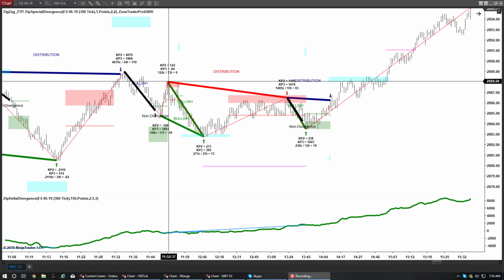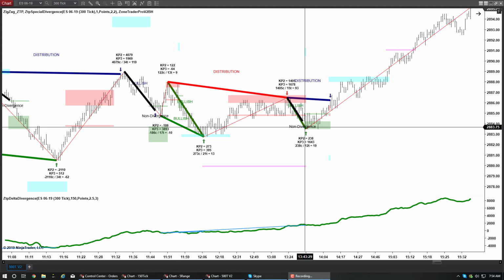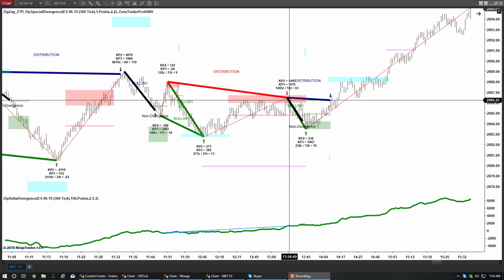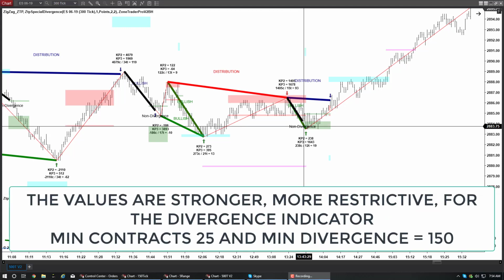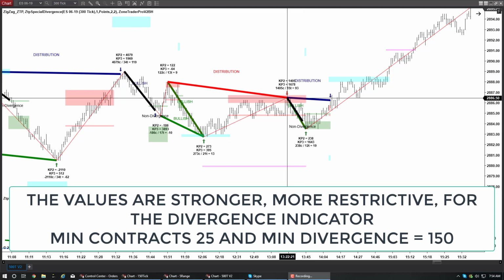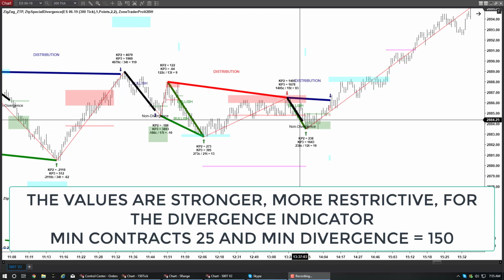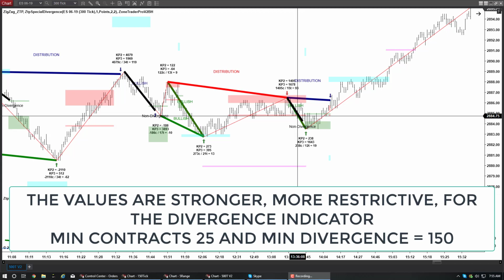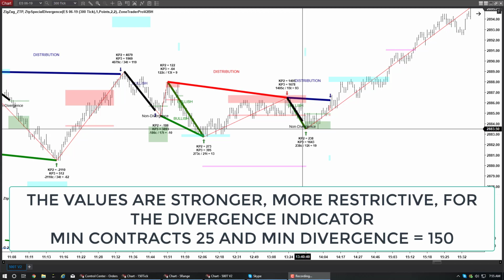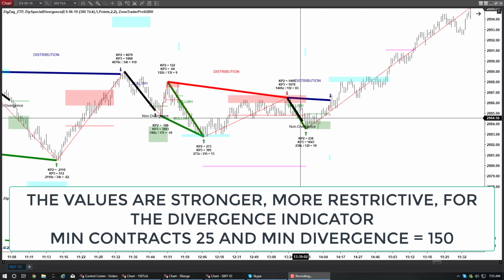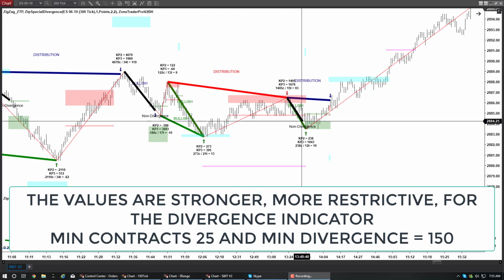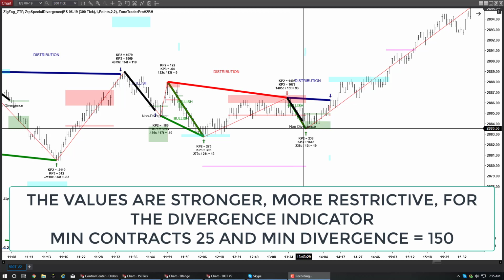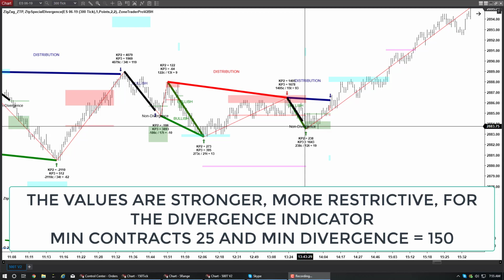Here we had a distribution followed by a bullish special divergence. Now, we had this non-divergent signal right there, but remember, these are looking at different numbers in how they're calculated. So because we're getting a bullish signal here, don't disregard it and say, okay, I had non-divergence here, so I'm going to disregard this bullish signal. No, you're getting this bullish signal because we had different values set in the indicator.